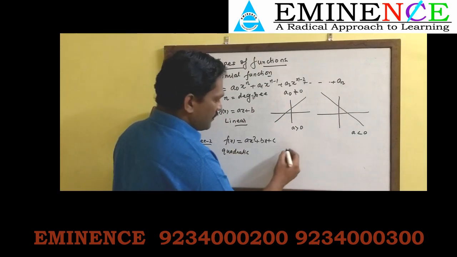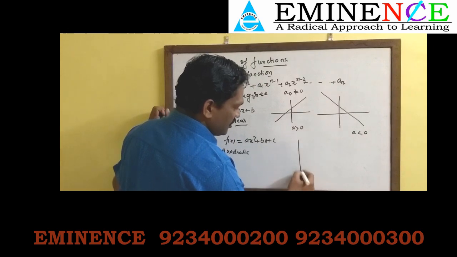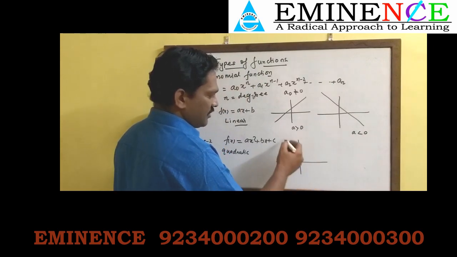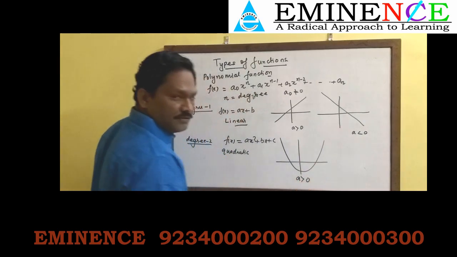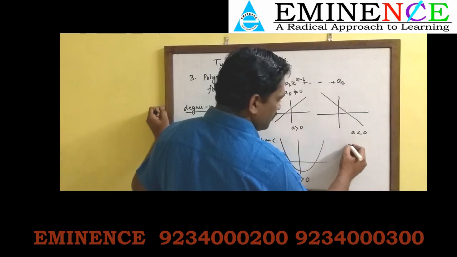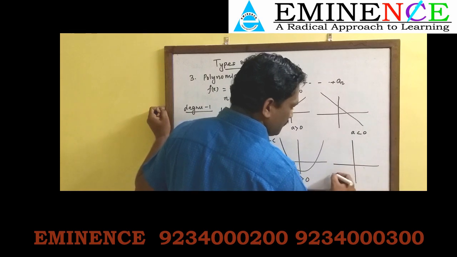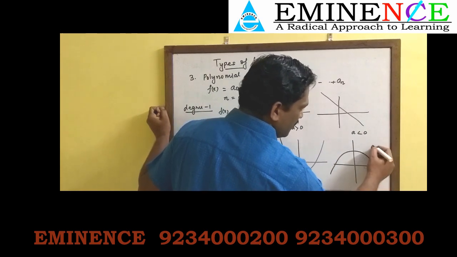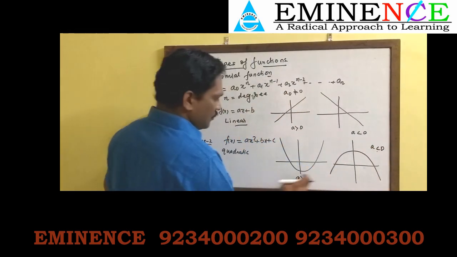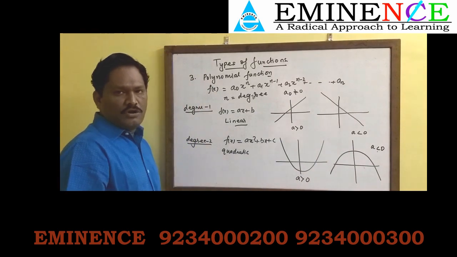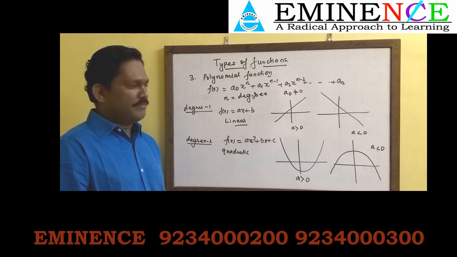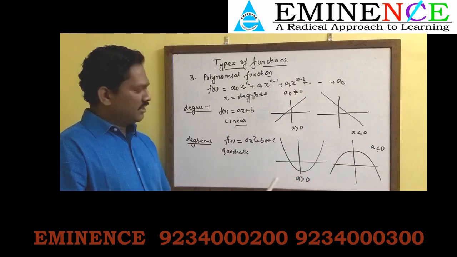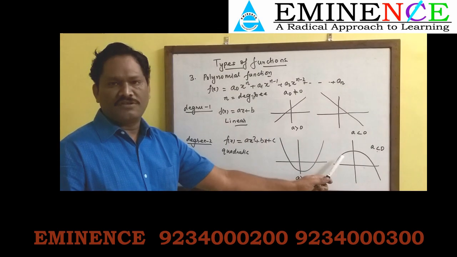Now for a quadratic, what are the possible shapes that this graph looks like? It can have a shape like this if a is positive, whereas it will have a shape something like this if a is negative. So a quadratic always looks like a parabola, upward or downward depending on whether a is positive or a is negative.